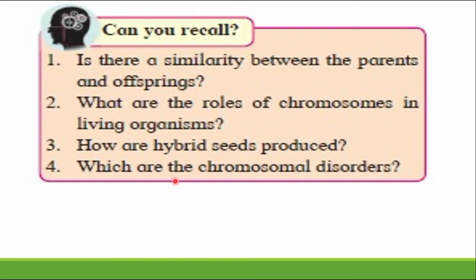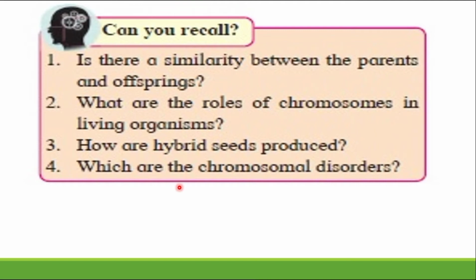The last question given: which are the chromosomal disorders? Chromosomal disorders are called abnormalities. You have already studied this point in the 8th standard. It includes Down syndrome, Klinefelter syndrome, and Turner syndrome. These are the chromosomal disorders.